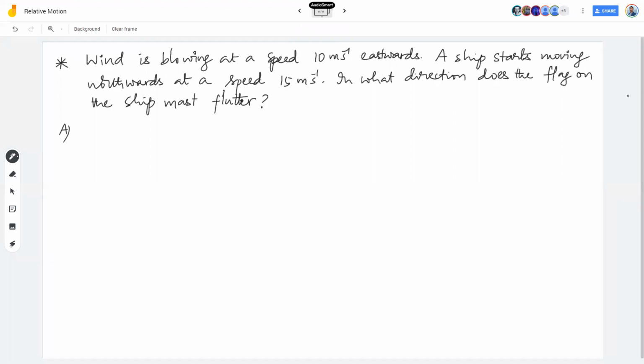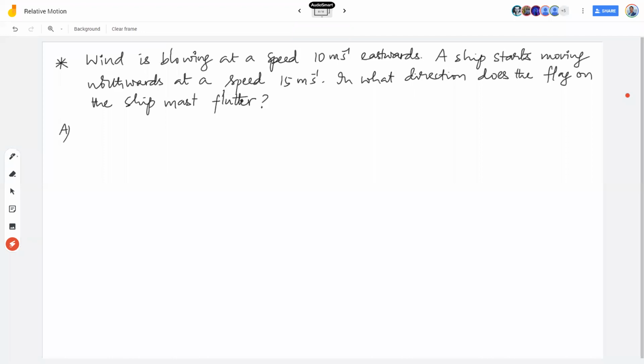There are two things that will affect the flag motion. Motion of the flag is affected by two things here. One, the wind. The other is the motion of the ship. Let us try to study them separately and then we'll try to find the resultant. See, let us say there is only wind and the ship is stationary.